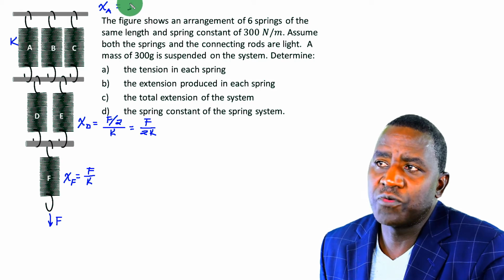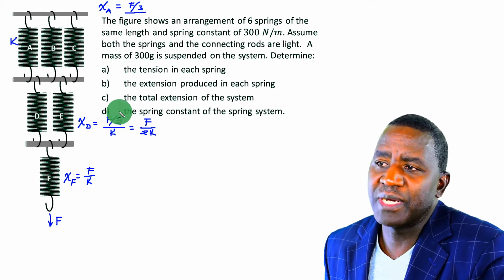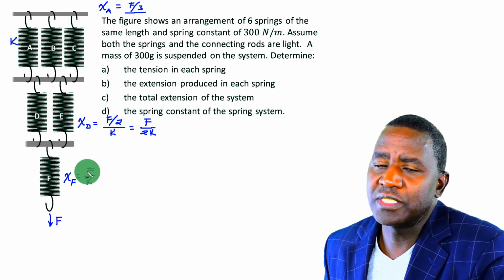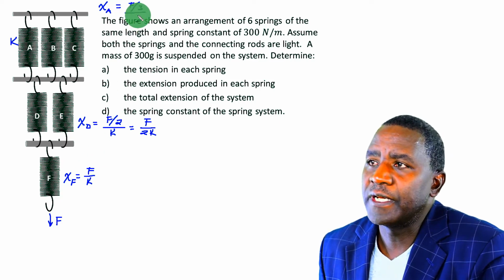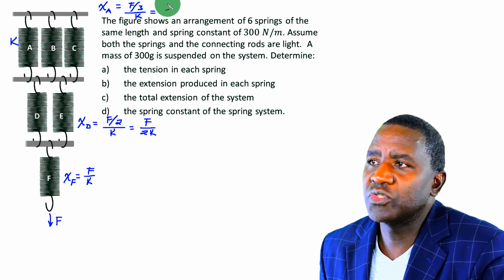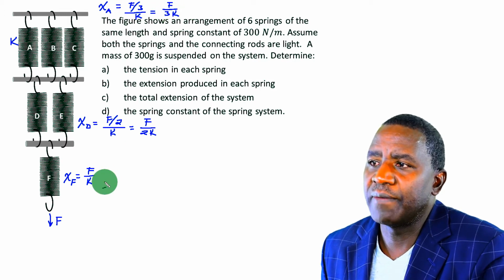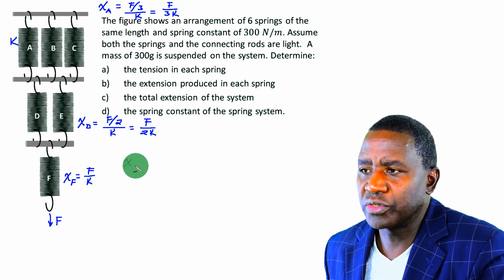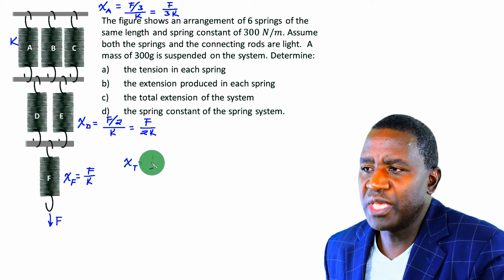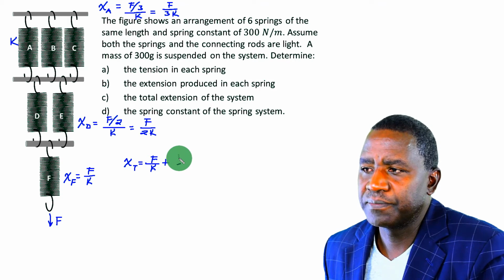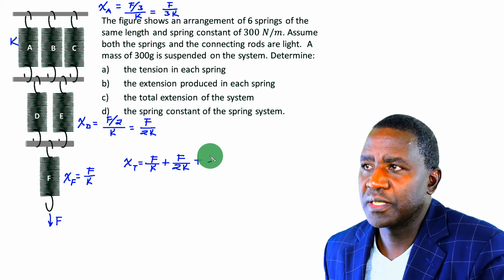How about the extension in A? Again, it's going to be equal to F divided by 3 over K. I hope you understand why here I've divided by 2. Here I'm dividing by 3. And here it is just F divided by K. Again, this one is going to be equal to F over 3K. So let me get the total extension, XT. It's going to be equal to F over K plus F over 2K plus F over 3K.